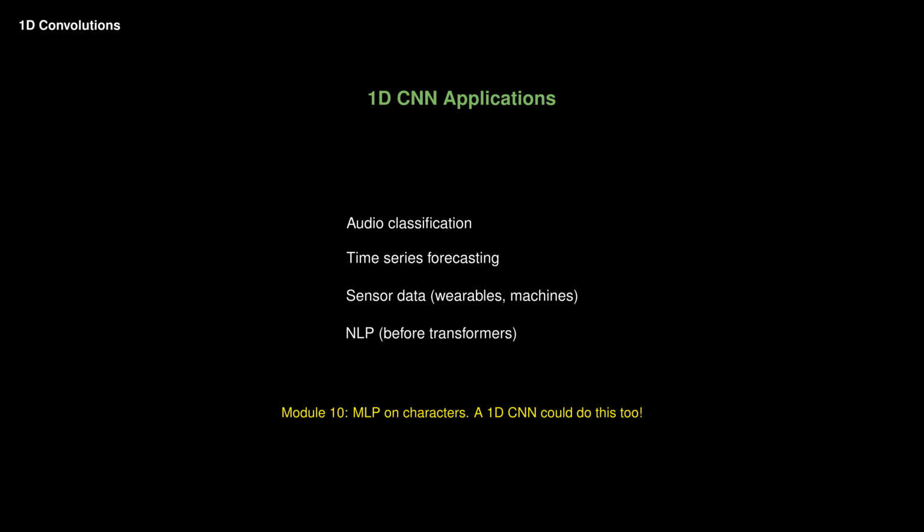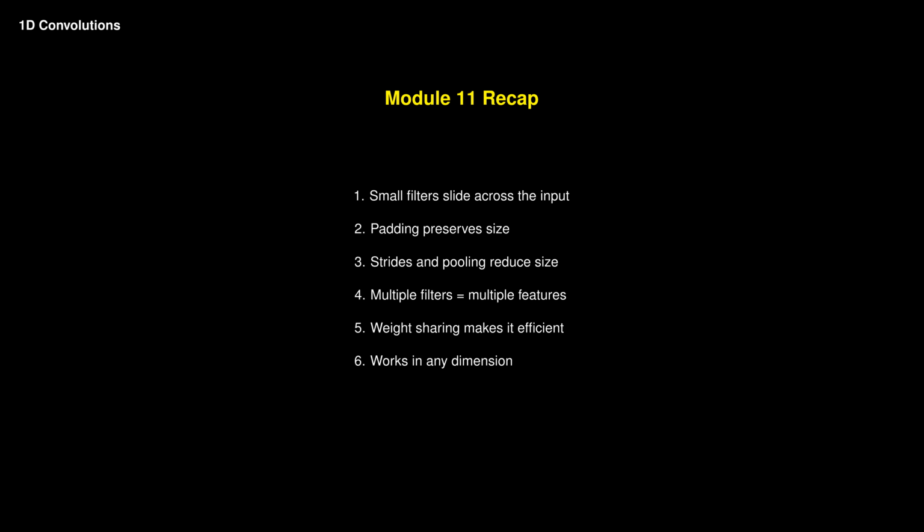To recap the entire module, CNNs use small filters that slide across the input. Padding preserves size. Strides and pooling reduce size. Multiple filters detect multiple features. Weight sharing and local connectivity make it all efficient, and it works in any number of dimensions. That wraps up our introduction to convolutional neural networks.